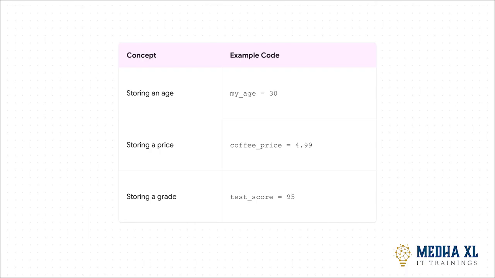Let's say you want to store an age. Well, you could make a little box called My Age and put the number 30 in it. Or maybe you're keeping track of how much your coffee costs. You could make a variable called Coffee Price. It's really just a way to label your data so you can keep track of everything.